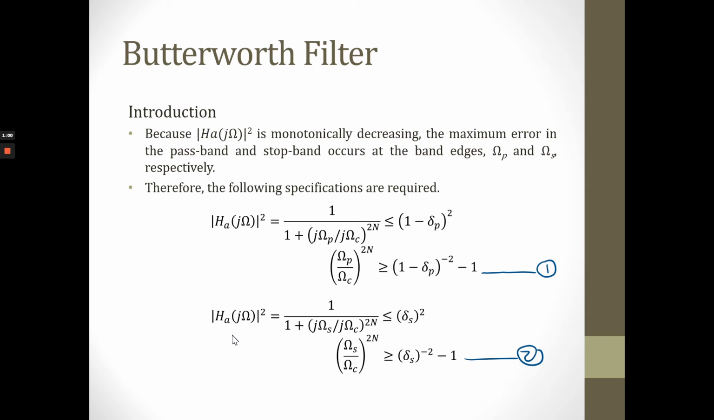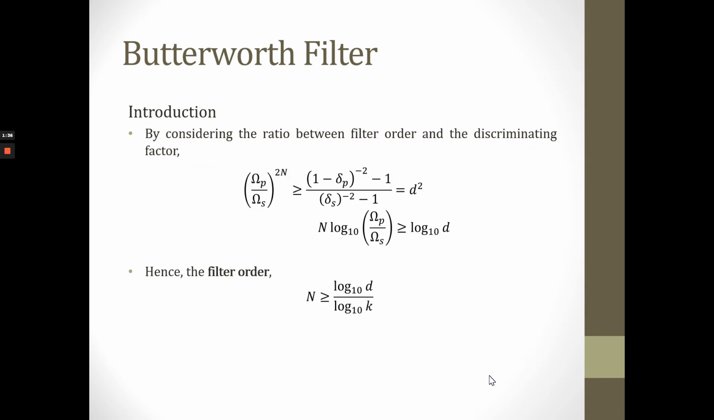The next one, the frequency response |HA(jω)|² is equal to 1 divided by 1 plus (j stopband ω divided by j cutoff ω) with the power of 2n, which is equal to or less than the stopband ripple deviation squared. After we rearrange this equation, the ratio of stopband ω to cutoff ω with the power of 2n is equal to or larger than the stopband ripple deviation with the power of negative 2, minus 1. This is the second equation.